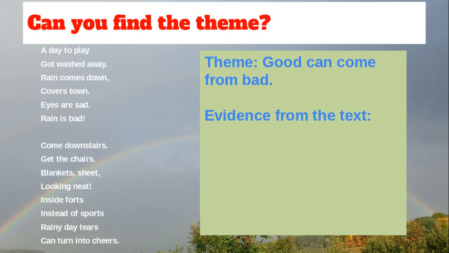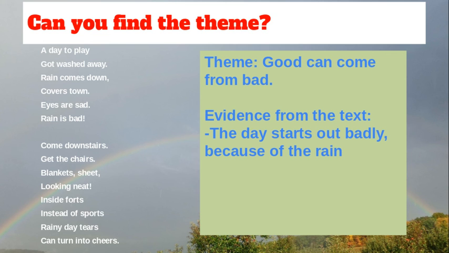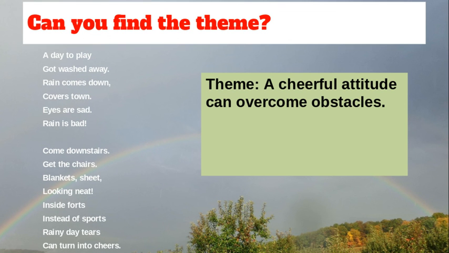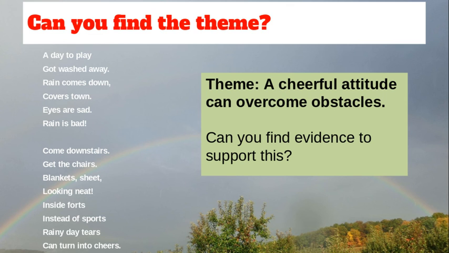Theme, good can come from bad. Evidence from the text. The day starts out badly because of the rain. But then the speaker builds indoor forts. The speaker realizes that rainy days can still be fun. Theme, a cheerful attitude can overcome obstacles. Can you find evidence to support this? Well, the very last line of the poem, rainy day tears can turn into cheers. That by itself shows how you can have obstacles, but being cheerful and keeping a positive attitude can help you find ways to overcome them. Like building the fort inside when you can't play outside.